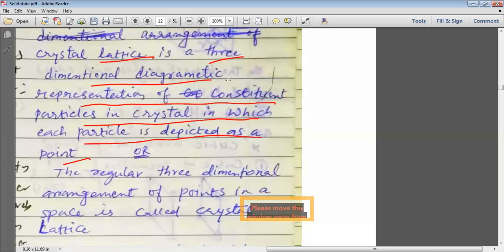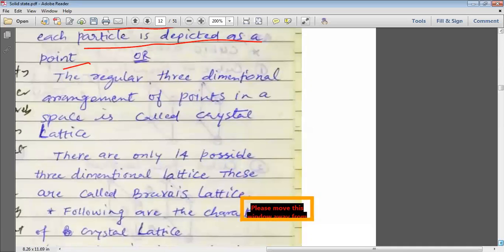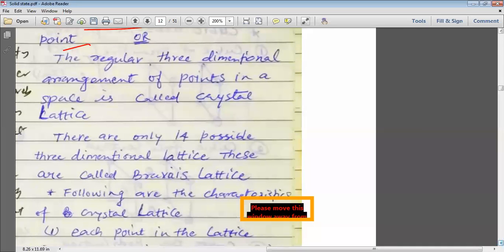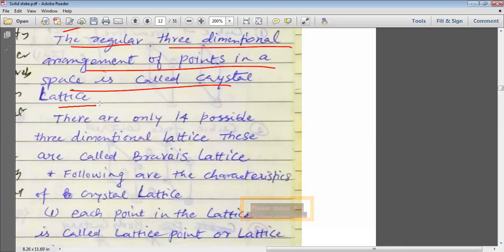Once again, let us understand what is crystal lattice. Crystal lattice is a three-dimensional diagrammatic representation of constituent particles in the crystal in which each particle is depicted as a point. Please remember that particles are depicted as a point. They are not actually points, but they are represented with the points. The regular three-dimensional arrangement of points in a space is called crystal lattice.